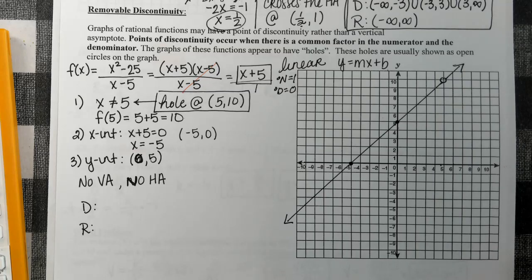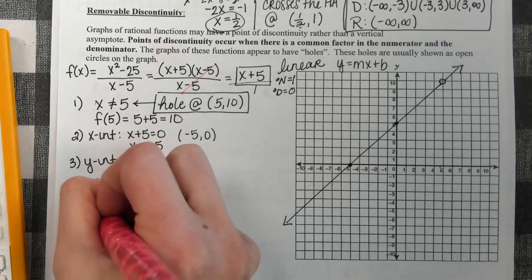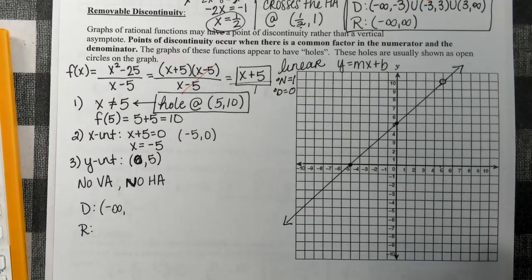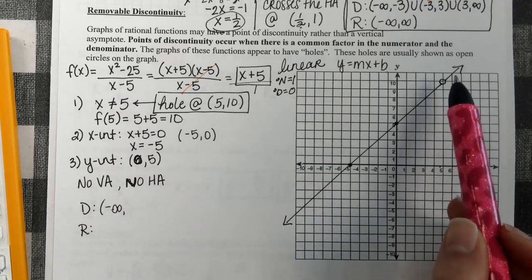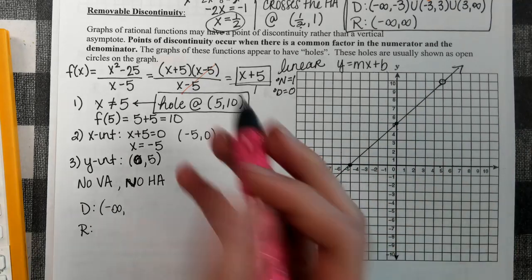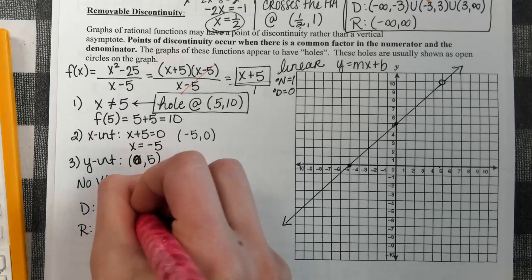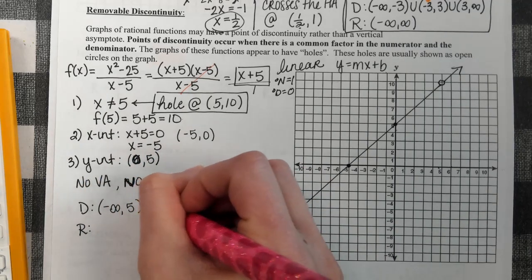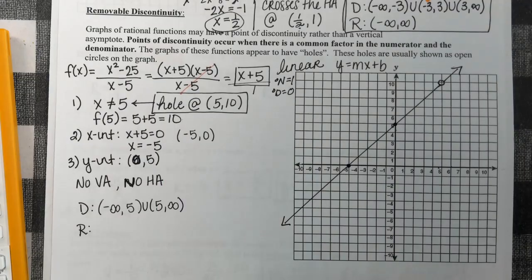So with linear, typically domain and range is all real numbers, but we can't put that because we have a hole in our graph. So what is our domain going to be? You always start at negative infinity. And where do you go? All the way till you hit your point of discontinuity, which is at 5. And you pick it back up at 5 and go to positive infinity.